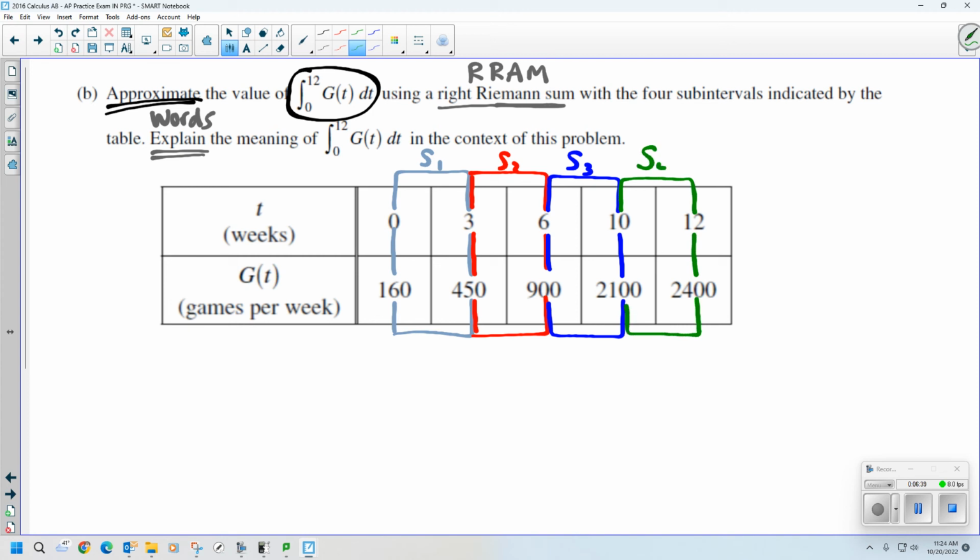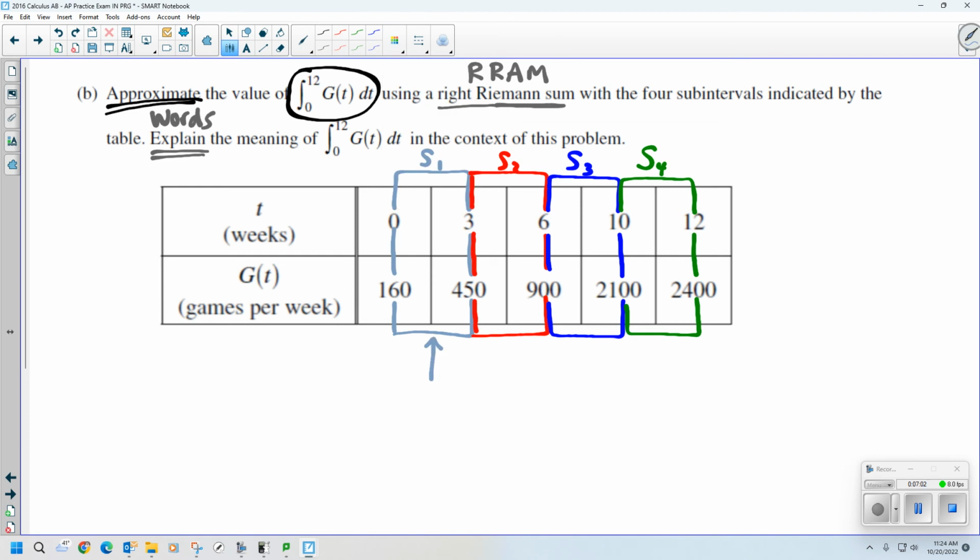I love that these are horizontally written in the table, so I can make these rectangles out of it. It's awesome. These vertical rectangles across the horizontal table. Now, anytime I use RRAM, I've got to look at the right value.